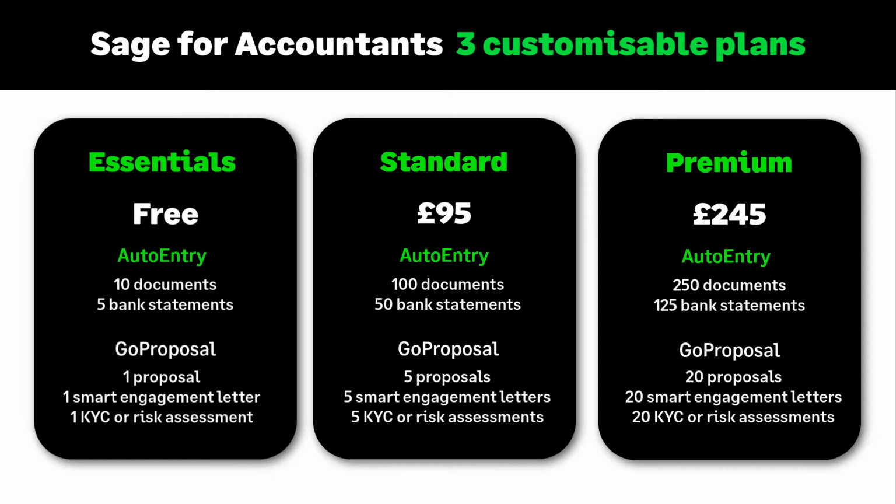When joining Sage for Accountants, choose from 3 plans, each designed to help you meet your clients' needs efficiently. Explore your options and decide what will make your firm more efficient, more profitable, and add more value for your clients. Tailor your experience with Sage for Accountants by choosing from our Essentials, Standard, or Premium plans, each inclusive of all core features, plus additional capability offered by AutoEntry to automate your data processing, and GoProposal to revolutionize client engagement. The Essentials plan provides free valuable tools with additional costs when you expand your allowances.